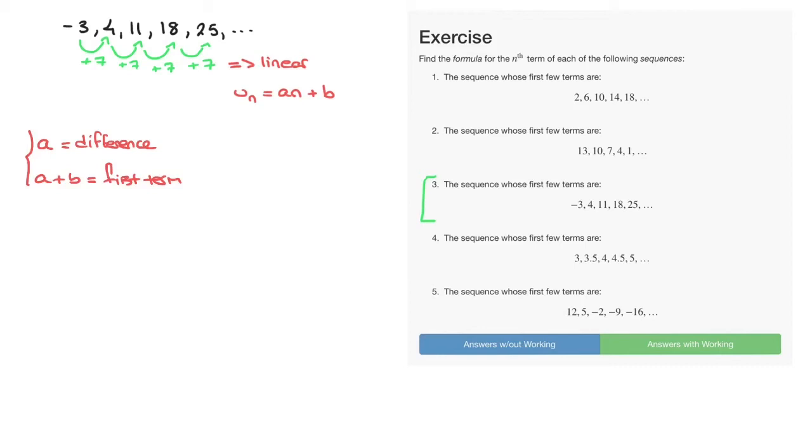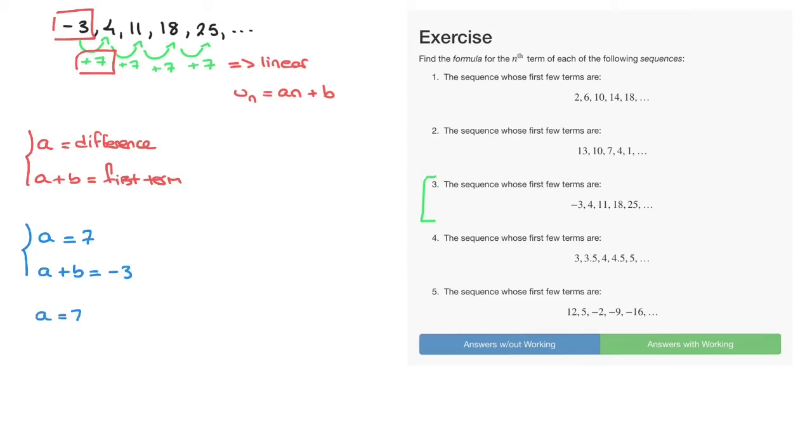And so for this particular sequence, they become a equals, well, the difference is 7. So that's a equals 7. And a plus b equals the first term of the sequence, which in this case is -3. So we go ahead and write a plus b equals -3. We now have our two equations. So we go ahead and solve them.